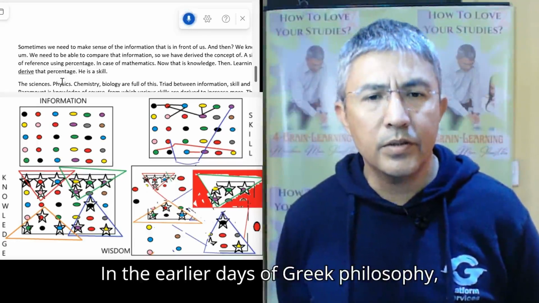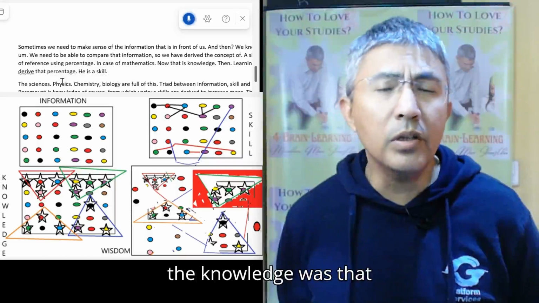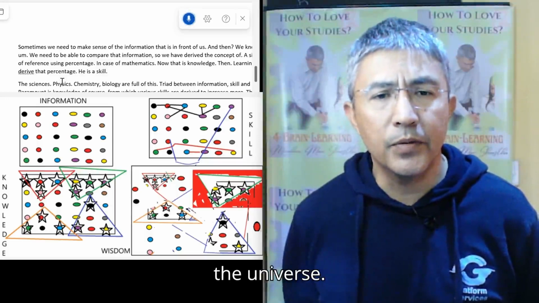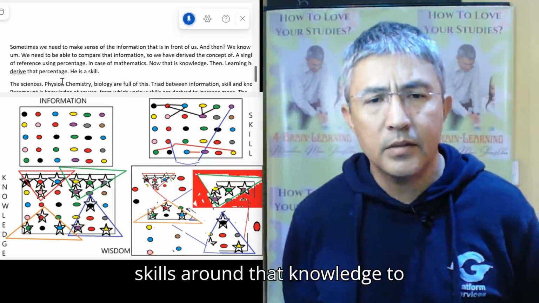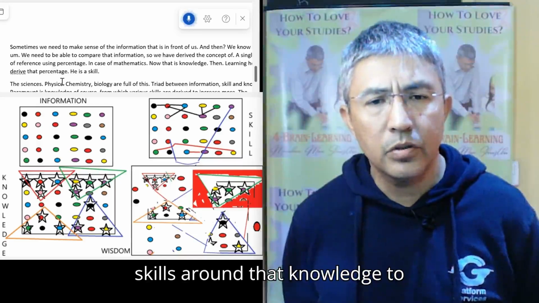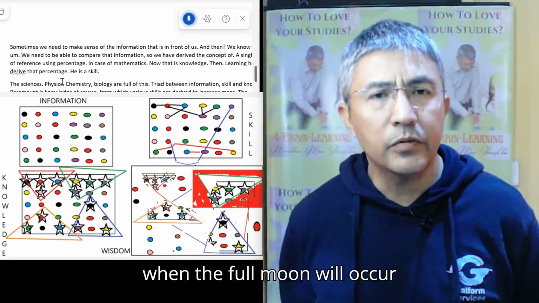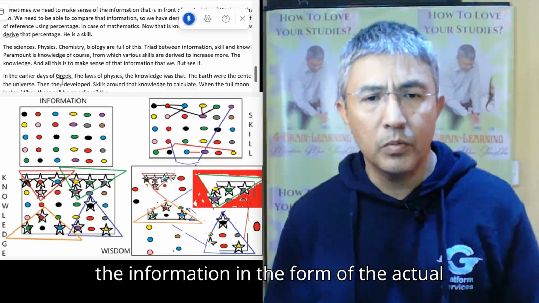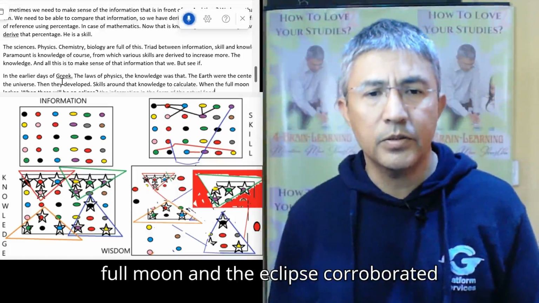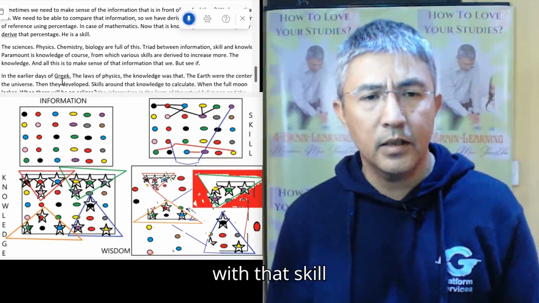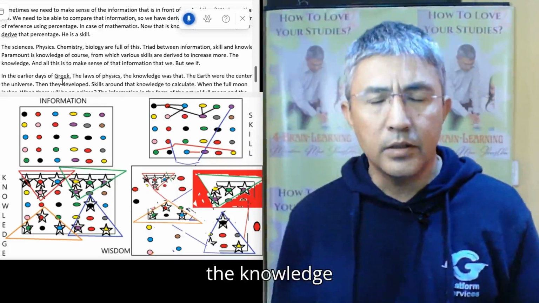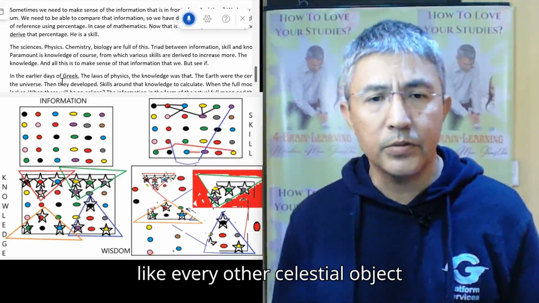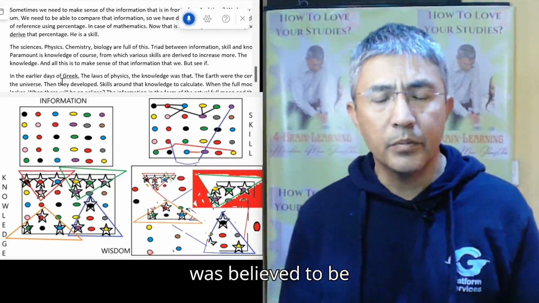In the earlier days of Greek philosophy, the knowledge was that the Earth was the center of the universe. Then they developed skills around that knowledge to calculate when the full moon will occur, when there will be an eclipse. The information in the form of the actual full moon and the eclipse corroborated with that skill. And so the knowledge that the sun revolved around the earth, like every other celestial object, was believed to be true.